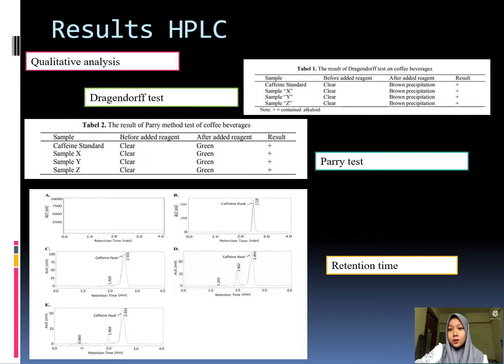Positive means that all the samples contain alkaloid. Table 2 shows the result of the Perry test of coffee beverage. Before the reagent is added, all the samples are clear. After the reagent is added, all the samples turn from clear to green. When the sample changes color from clear to green, it means there is caffeine present in the sample.